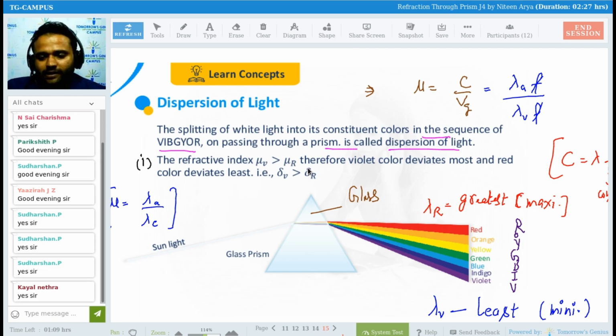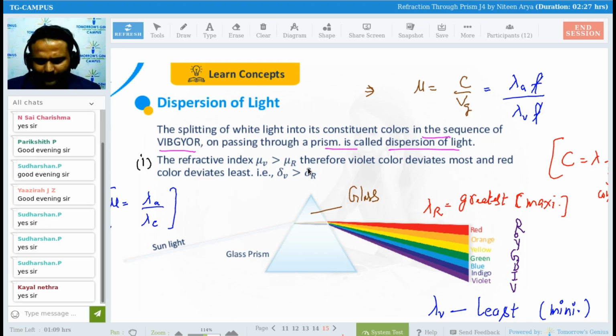Mu, which is the refractive index for any particular single medium, whenever a ray of light is incident from air or vacuum, is c by v. We can write it as c divided by lambda times f, and we know in refraction frequency f remains constant, so we can cancel it out. So my refractive index is directly proportional to lambda, the wavelength of the color in a medium. Clear? And you need to explain all of that also. Got it, everyone?